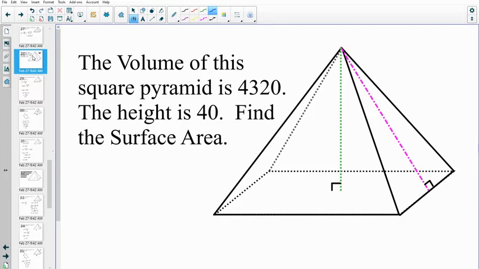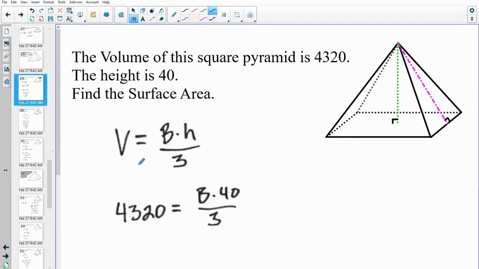So the second one, the volume of the square pyramid is 4,320. I know what the height is, and they want me to find the surface area. So same idea. Start with this. The volume is 4,320. That's the formula that I will start with. Volume is area of the base times the height divided by 3.